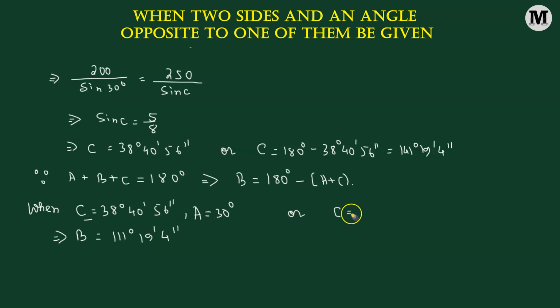Or we could have C equal to the other possible angle, 141 degrees, 19 minutes and 4 seconds. And here A is still going to be fixed at 30 degrees. So for this particular condition, we have B measuring 8 degrees, 40 minutes and 56 seconds. So here we have obtained the measure of angle B. So let's sketch each of the two triangles.